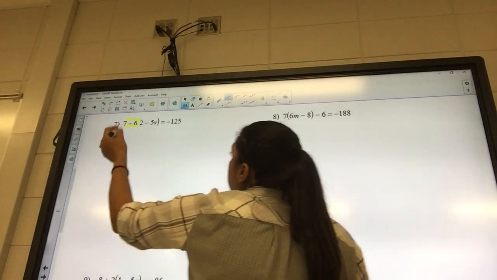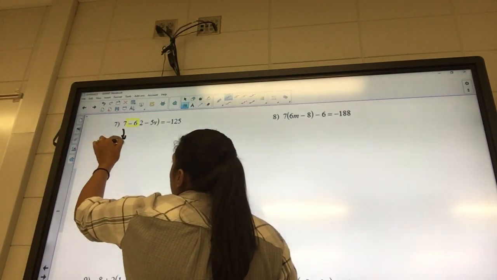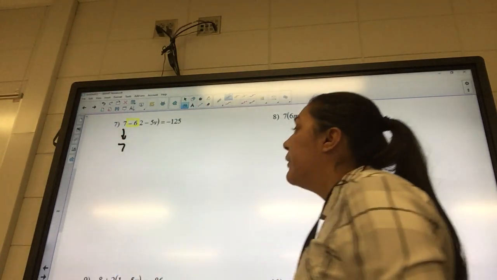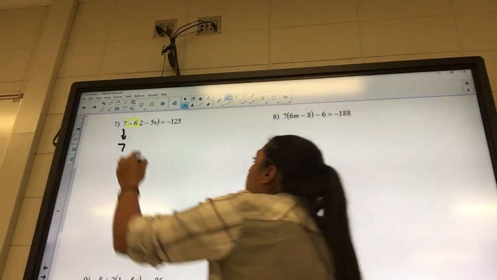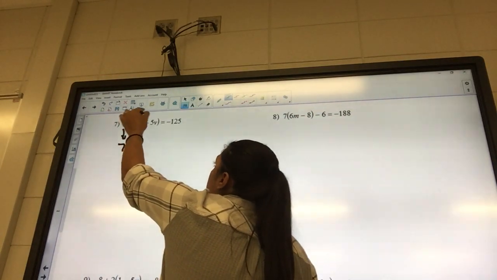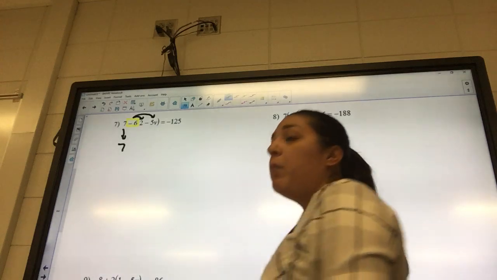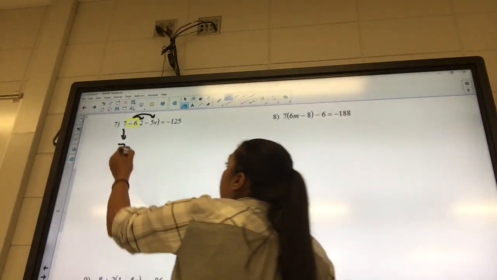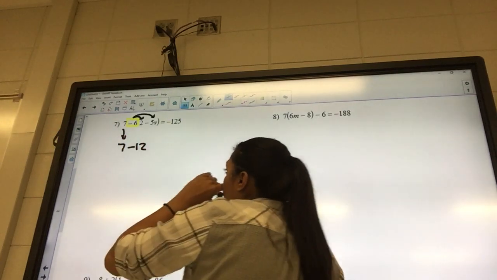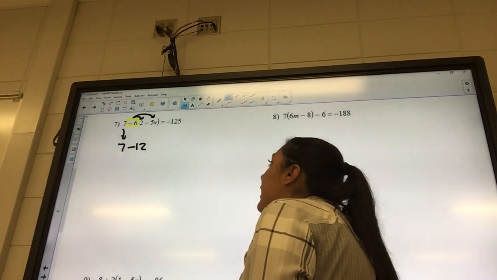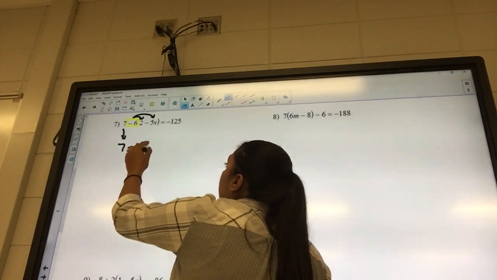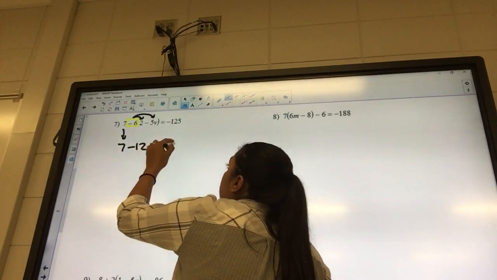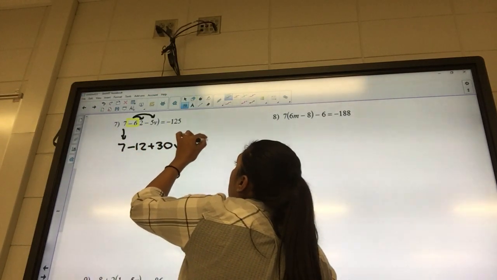So the 7 we can just go ahead and drop it down because we're not going to be doing anything with that just yet. So we're distributing this negative 6. That means everything gets multiplied by negative 6. So negative 6 times 2 is going to be negative 12. Negative 6 times negative 5 is going to be positive 30V equals negative 125.